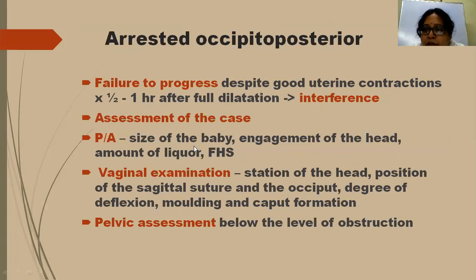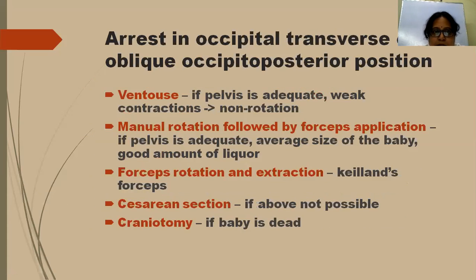What you have to see when you're doing an assessment: first, per abdominal, the size of the baby, whether the head is engaged, the amount of liquor, and fetal heart rate. Next, on vaginal examination, look for the station of the head, the position of the sagittal suture, the occiput, the degree of flexion or deflection, and whether there is any molding or caput formation. And on pelvic assessment, you will get to know the level of obstruction.